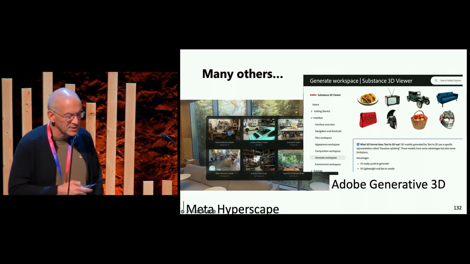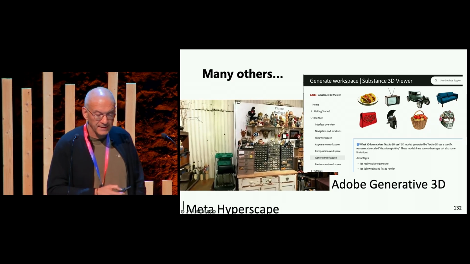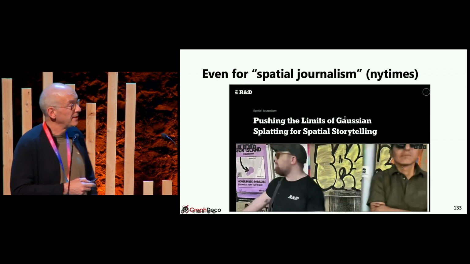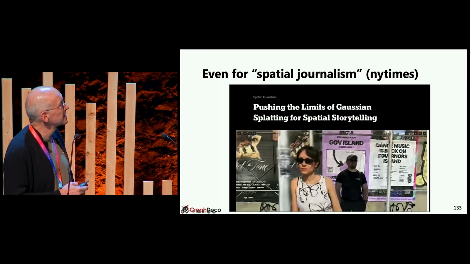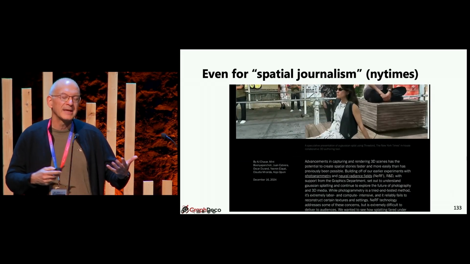There are many other cases. Meta announced Hyperscape, which uses Gaussian splats. Adobe uses it for generative 3D. And a surprising one is the New York Times. It's R&D, but the idea is what they call spatial journalism, which allows you to create 3D experiences for the news.